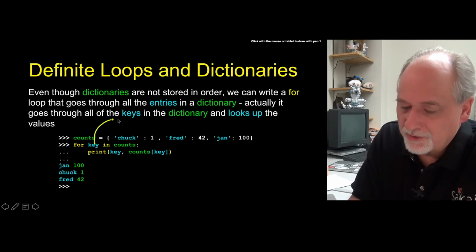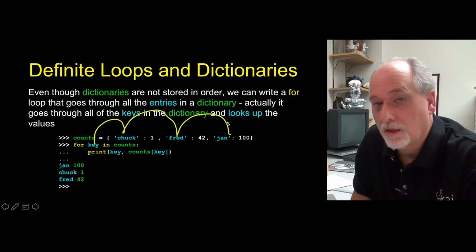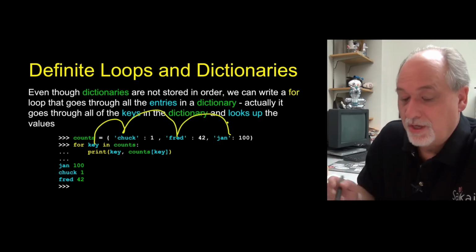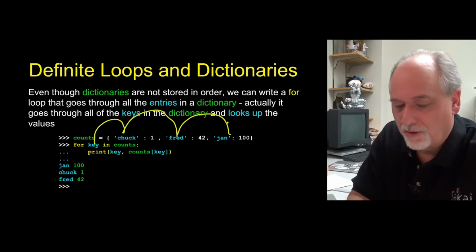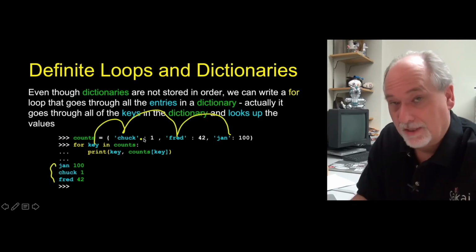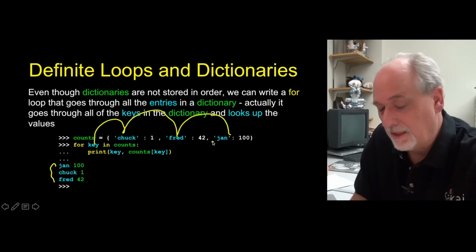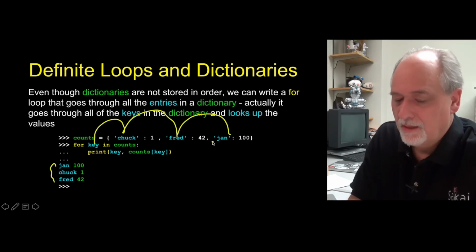So this iteration variable is going to walk the keys. It's not going to walk the values. It's going to walk the keys. Chuck, Fred, Jan. Not necessarily in that particular order. As you see, it goes Jan, Chuck, Fred, because just because I typed it in this order, it's not like a list. It doesn't stay in that order. It might move around a little bit as we add data to it or as we set the data up.